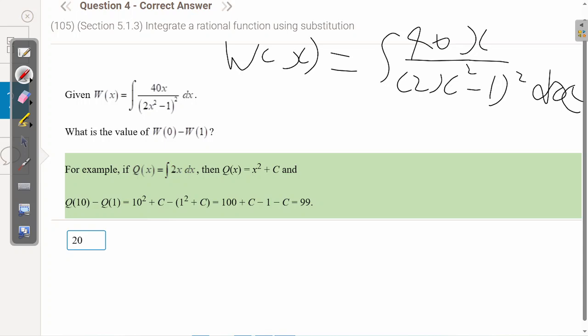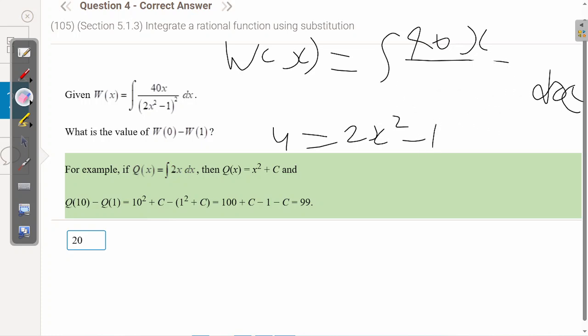So what we can do, to make it easier, is substitute the inside part with a variable u. We call it u equals 2x squared minus 1. It will make integrating easier. So now instead of it, we put u squared. And what we want to do now is remove dx and replace it with du. How do we do that? We differentiate the equation. So du is equal to 4x dx.